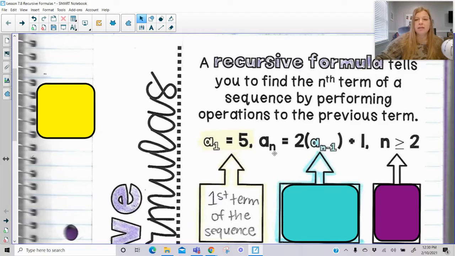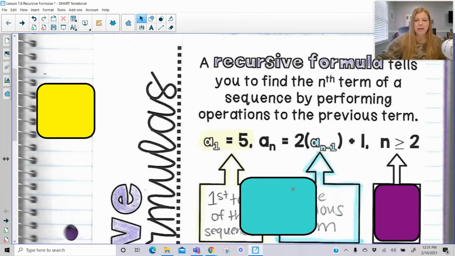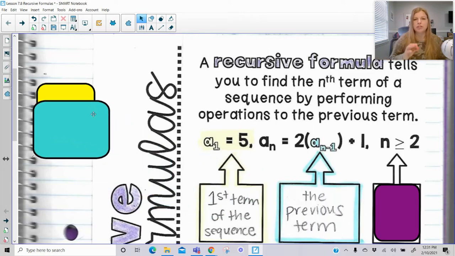So the way you find a specific term of a sequence would be, let's say, to do 2 times, look in the parentheses, a sub n minus 1. Now, when you see a sub n minus 1, that's referring to the previous term. So think about it. If n is 2, if I wanted to find the second term of the sequence, I would say a sub 2 equals 2 times, and then I'd plug in a 2 here for n. Well, 2 minus 1 is 1. So this would be saying to find the second term, do 2 times a sub 1, and a sub 1 is just the first term in the sequence.